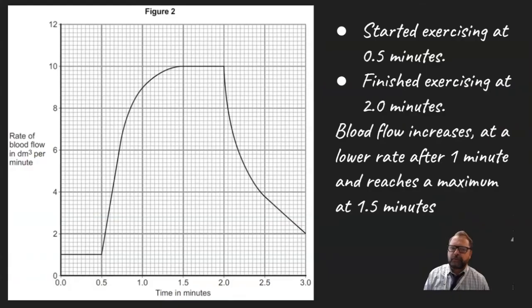Okay, let's look at some of the sorts of graphs we might have to interpret in exam questions related to the effect of exercise on your body. This graph is showing the rate of blood flow with time. So you can see here that the person exercising had a fixed rate of blood flow at time 0, and at 0.5 minutes they began to exercise.